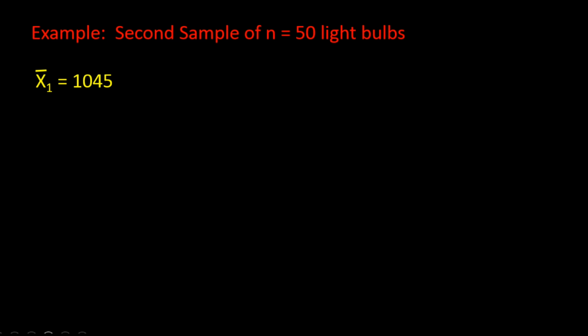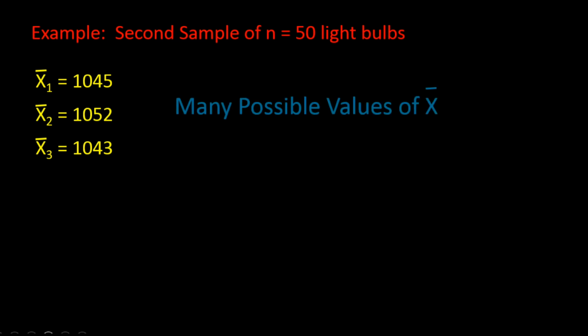The second sample will probably produce a different X bar, maybe 1052 hours. A third sample might produce a sample mean of 1043 hours. If we keep doing this, taking a sample of 50 bulbs over and over and over again, say 500 times, we will get 500 X bars, or sample means, one for each of the samples we take. Some of those sample means will be on the low side. We might even get an X bar of 950 hours, and some of those sample means might be on the high side, say 1150 hours. But most of those sample means will be in the middle, clustered around the true population mean.